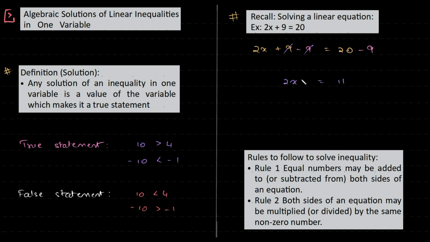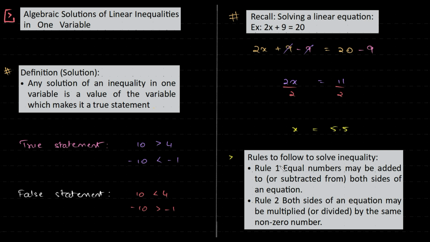Right? And then we divide by 2 on both sides. And so we have x is equal to 5.5. So the value of 5.5 over here is a solution, is it not? 5.5 into 2 is 11 plus 9, which is 20. So 20 is equal to 20 is a true statement, and that's why 5.5 is a solution. That's how you find the solution for a linear equation. The rules that we followed, summarized again, are the following.